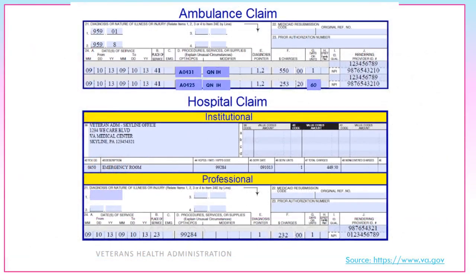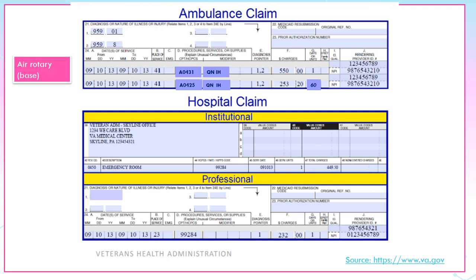So if you were wondering how the ambulance claim is going to look like, I actually found a sample copy of an ambulance claim, and I just put in the codes here. So this is how you're going to be coding it. Under space D for your procedures, services, or supplies, this is where you're going to go ahead and put in the HCPCS Level 2 code for the air rotary base ambulance service, A0431. Next to that is the modifier to indicate circumstances. So you have your QN and IH.